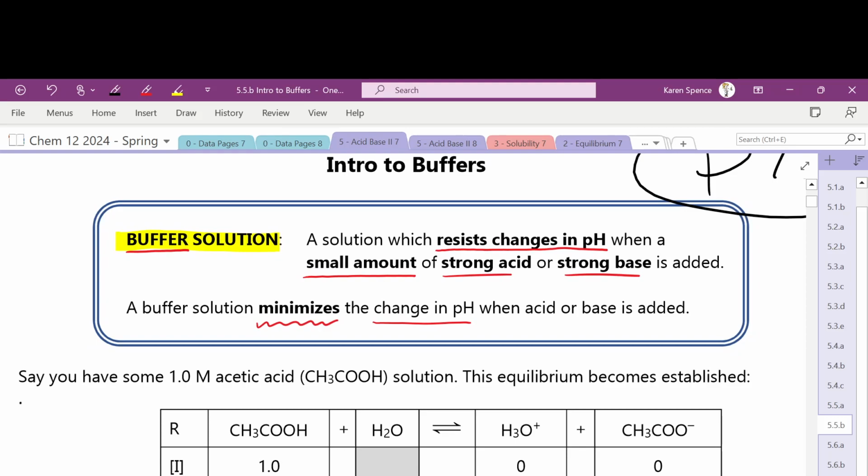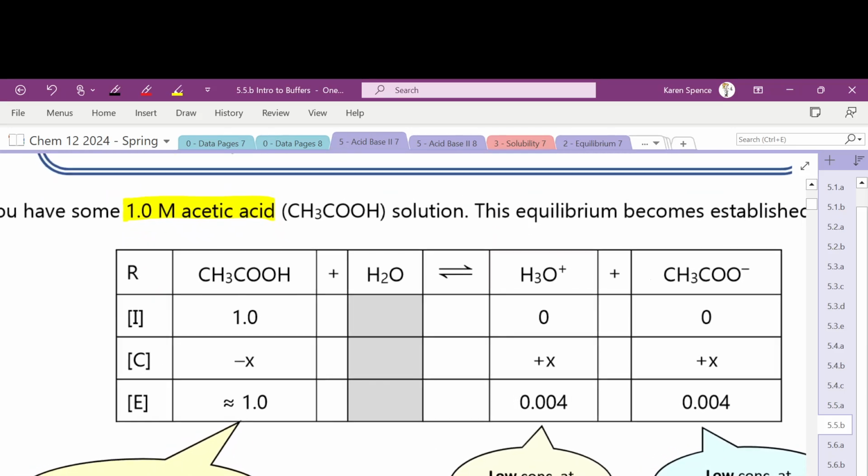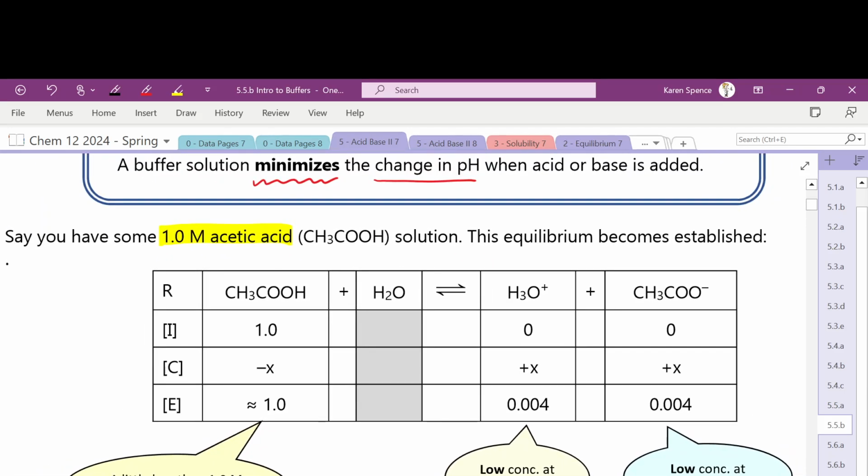And we can analyze a buffer solution using a Rice table. Okay? So let's say that we have some 1 molar acetic acid, CH3COOH, and we get our equilibrium. And you do all the calculations and it ends up being 0.004, 0.004, and 1. Okay, we're not going to do the actual math. You're just going to have to believe me, okay? Now, because it is weak, these concentrations here are quite low at equilibrium.